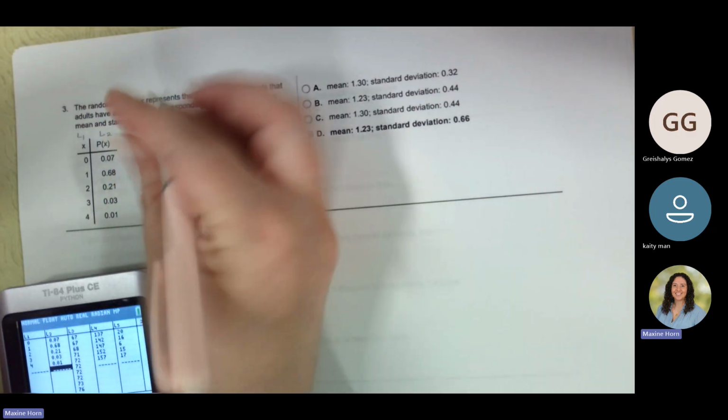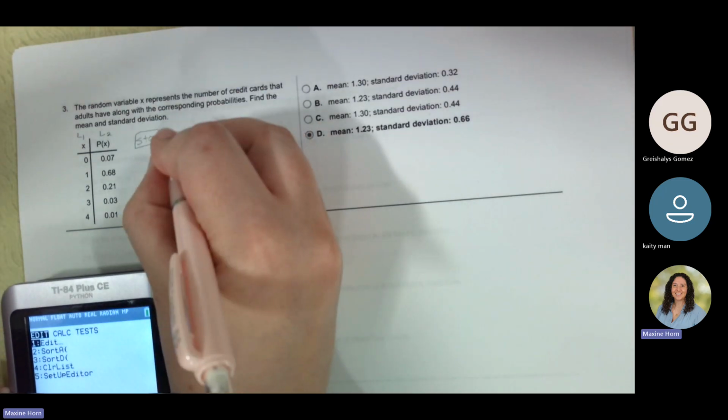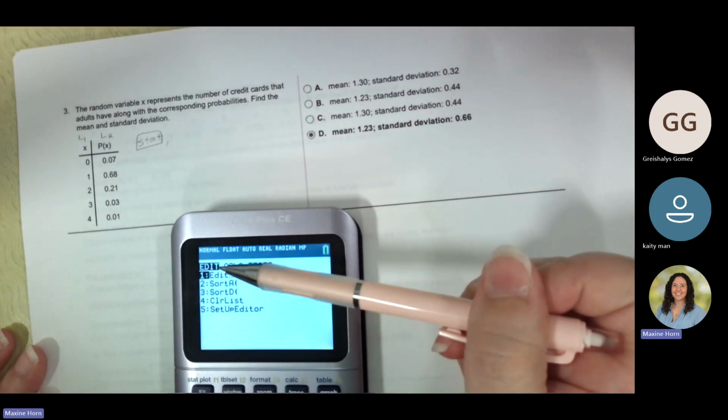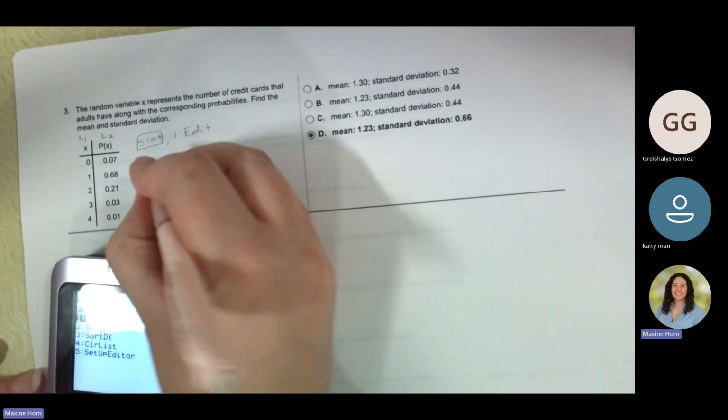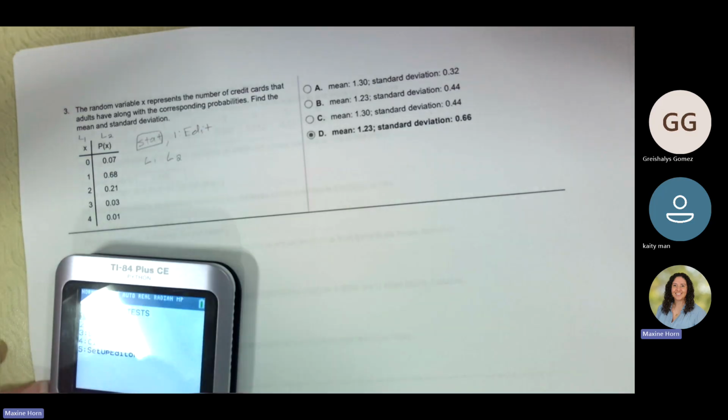Okay, so we're going to plug everything in here. So again, we're plugging things in under Stat. And then we went to just the number 1. Well, I mean, it's under the Edit, oh, you guys can't see that, sorry. It's under the Edit, and we do number 1, Edit. And then you put them in L1 and L2, okay?